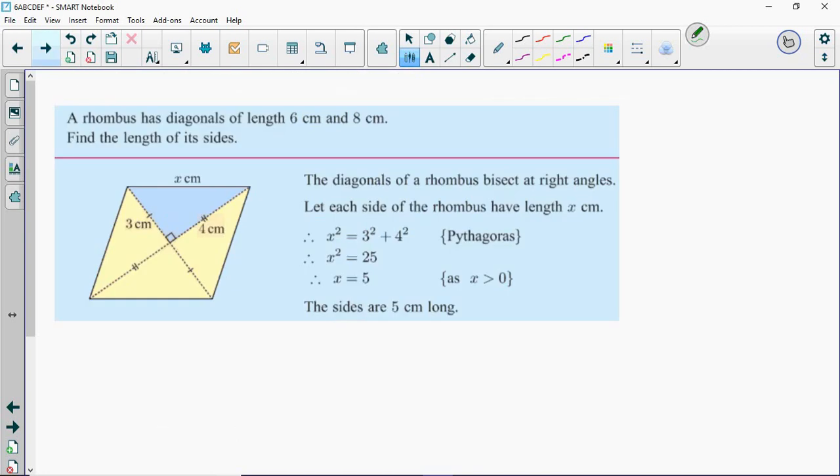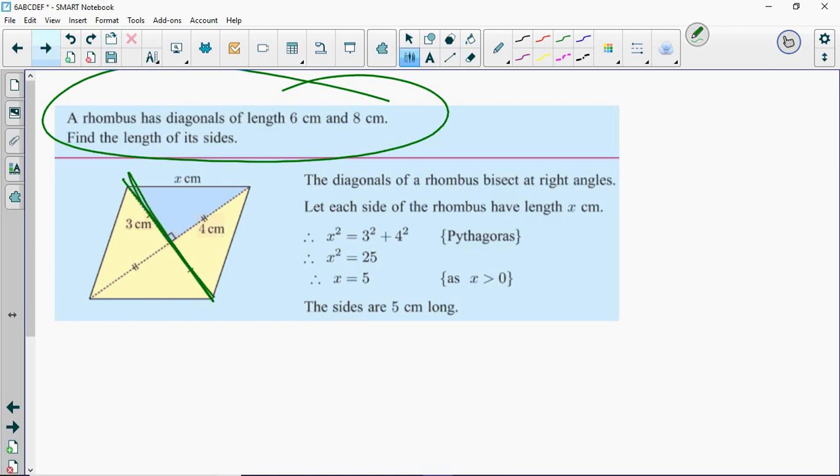Okay, so here's an example. All we would be given here are these words, so we'd have to draw the rhombus first of all, and then we're told that the diagonals are 6 and 8. So the short diagonal would be 6, and then the long diagonal would be 8. But we know that they bisect each other, and that's why we're given the lengths of 3 and 4 in a right triangle. And then we're asked to find the length of one of its sides.